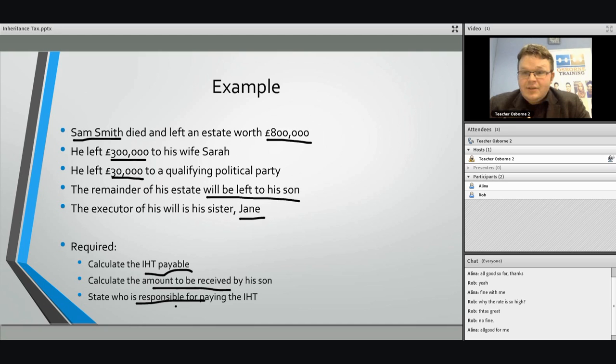So the first thing that you should ask yourselves is, is it exempt or non-exempt? Here we're assuming that Sarah is UK domiciled, so this would be exempt. So we can take that off. Qualifying political parties, if you remember, is also an exempt transfer, so we take that off. The remainder left to his son will not be an exempt transfer, because remember, exempt transfers are only to your spouse or civil partner.